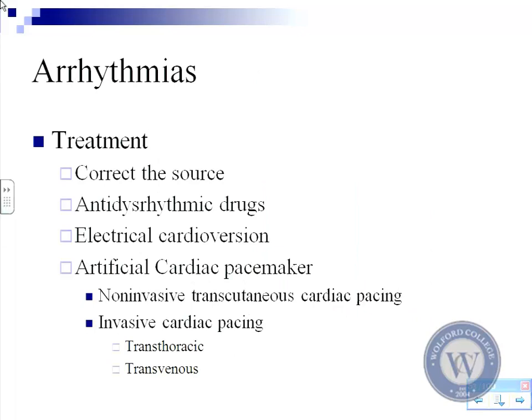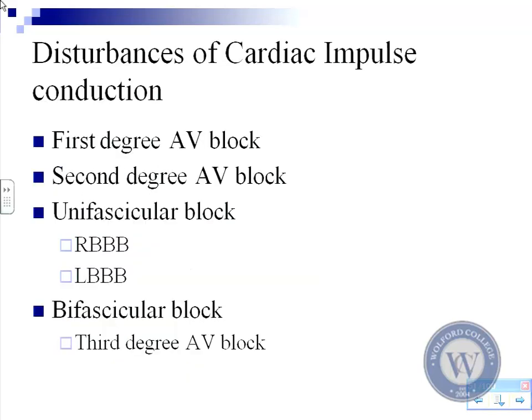Treatment is correct the source. Number one, correct the source. Don't forget that. Figure out the problem. Second is antiarrhythmics. Third is electrocardioversion, which we'll talk about in coexisting disease, as well as cardiac pacemakers, either transthoracic or transvenous. We'll go into a lot more detail in the coexisting disease process.